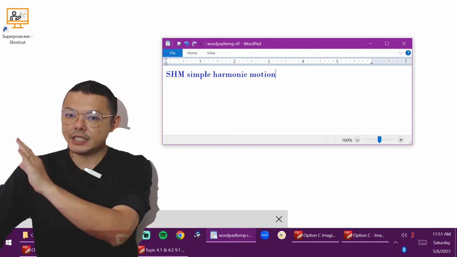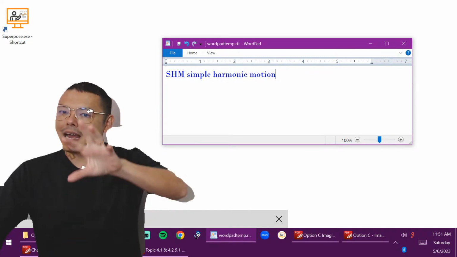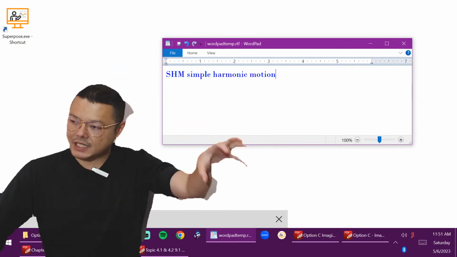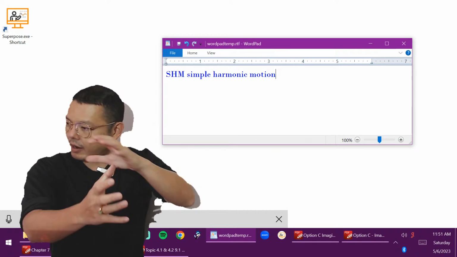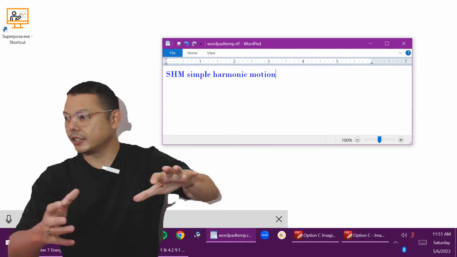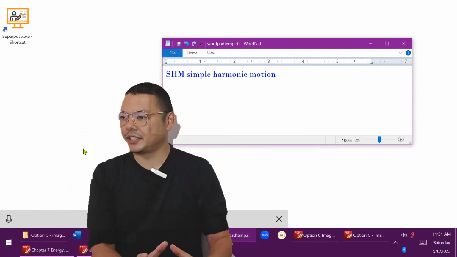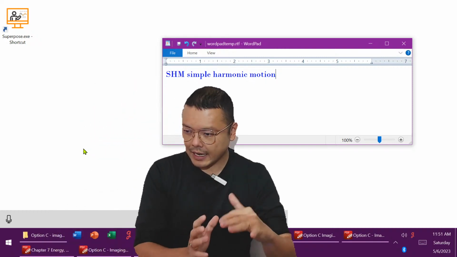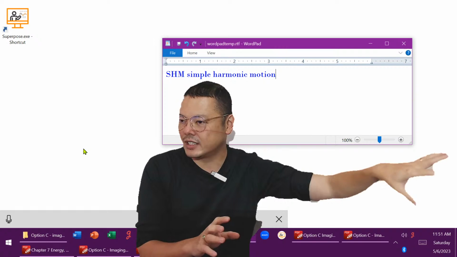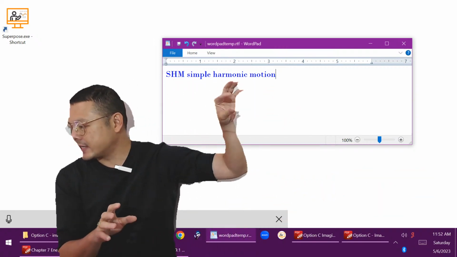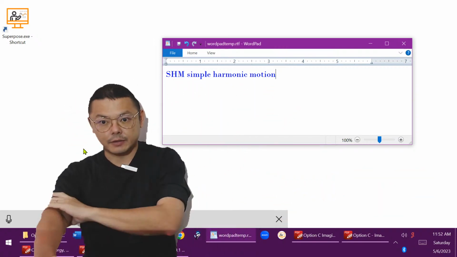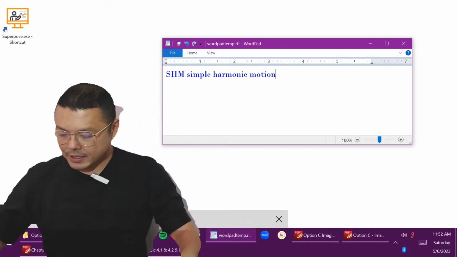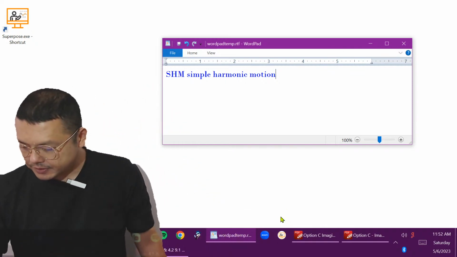So oscillation is a to and fro motion, right? But SHM is a very specific subset of oscillations, where you fulfill the conditions. And we only study SHM. Yes, we study circular motion, but we don't consider that as oscillation at all. So we study SHM for oscillations. That means you must always fulfill this set of conditions.